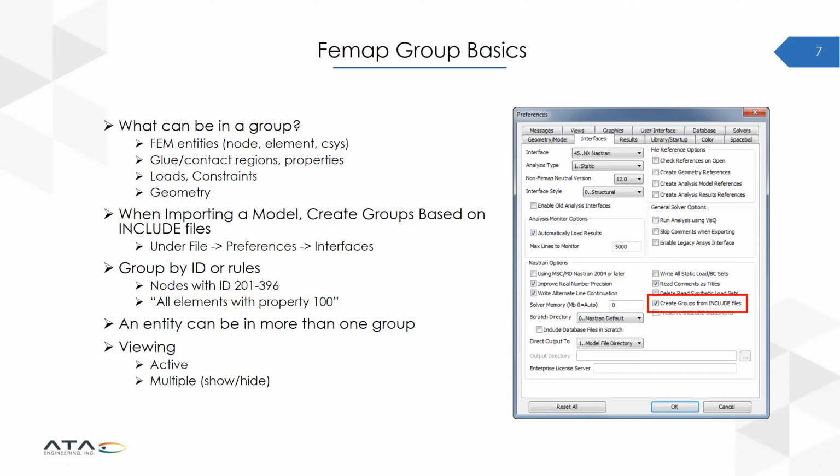And I did want to note that an entity can be in more than one group at a time, which is actually really useful when you're viewing your groups. You can view just the active group, or you can use multiple groups, which is helpful if you've got things in more than one group. Let's say you have a part in one group and then half of it in another group. You can show the main part, but hide the half that you don't want to see. And I'll highlight this in the demo.